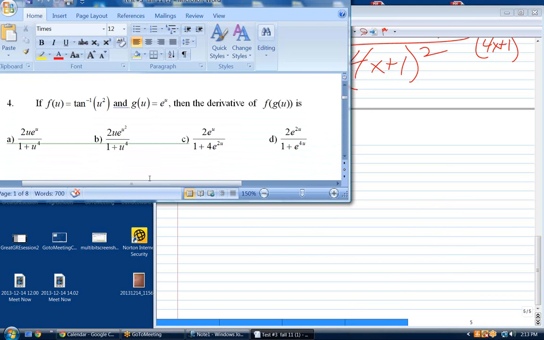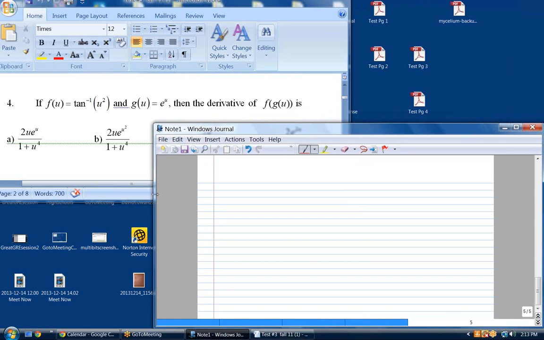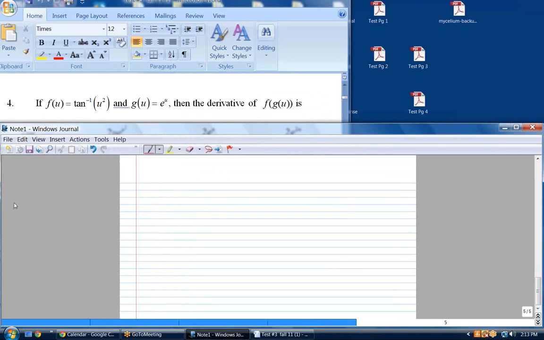Okay, I'm just going to go down these one for one. If you don't need to do this one, let me know. Tangent of u squared equals g of u equals e to the u. Yeah, this one we should probably do. Okay. This is actually a pretty important concept in calculus.